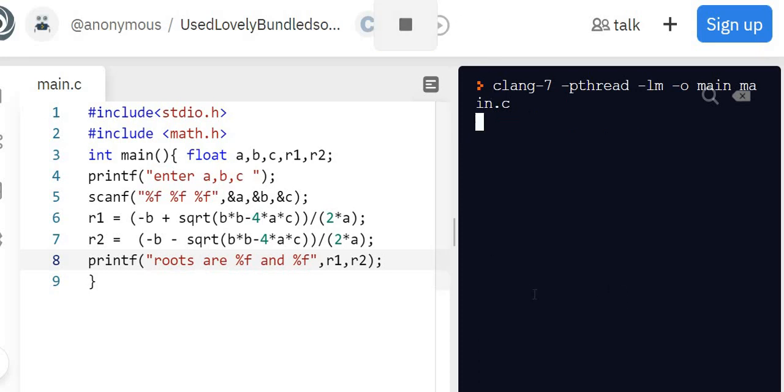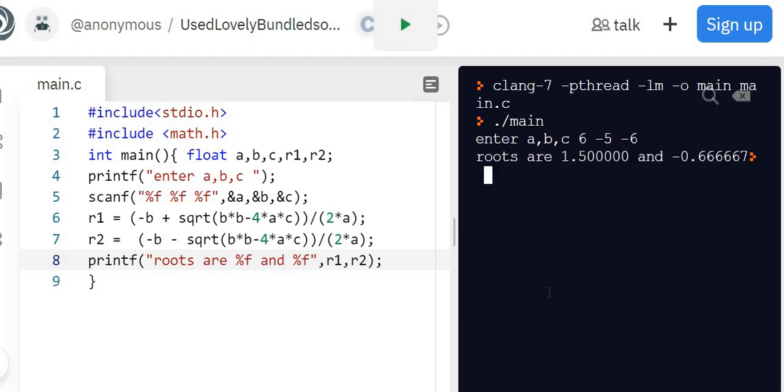Let's have one more example. For example, suppose I give 6, minus 5, minus 6. 1.5. So whatever are the values, they will be given. Okay. Let's do something else.